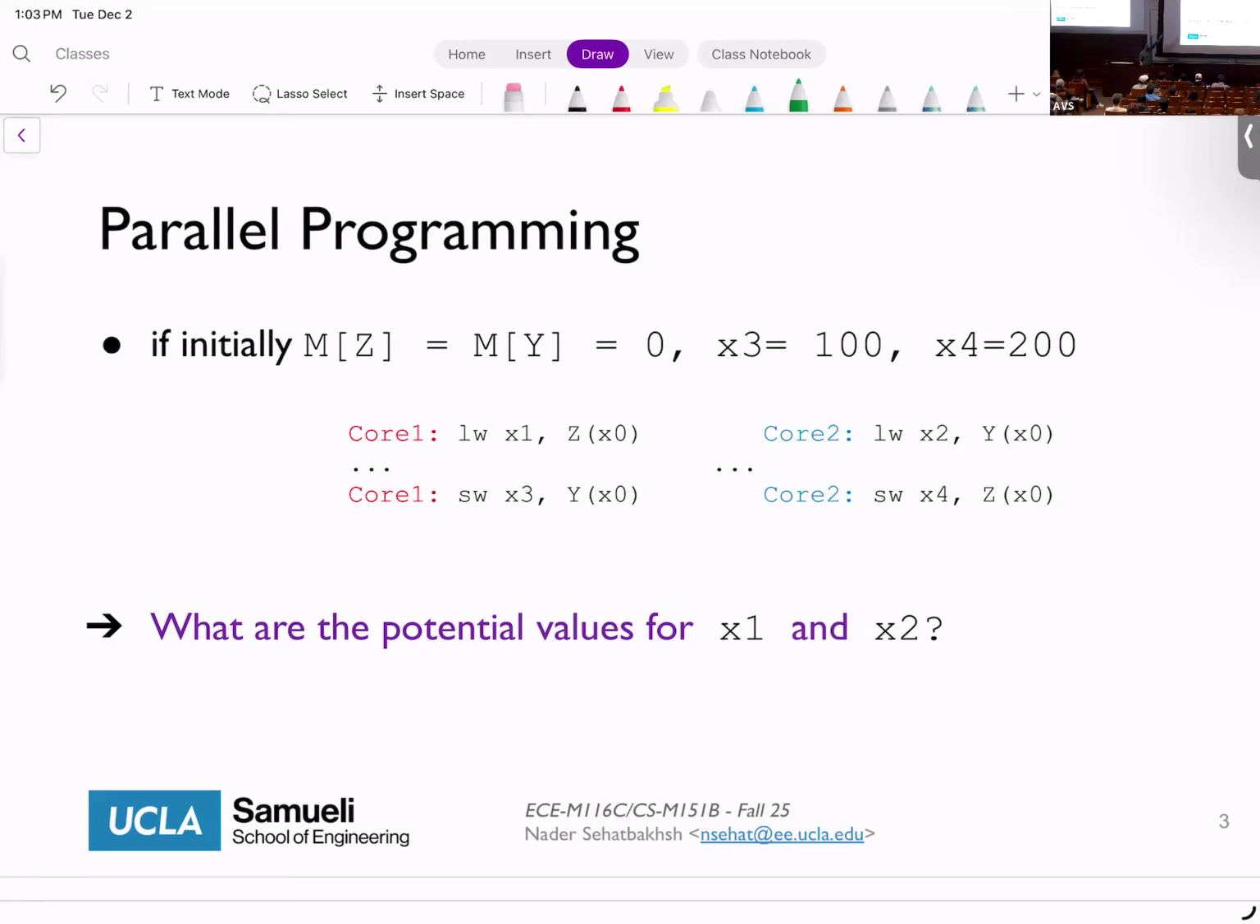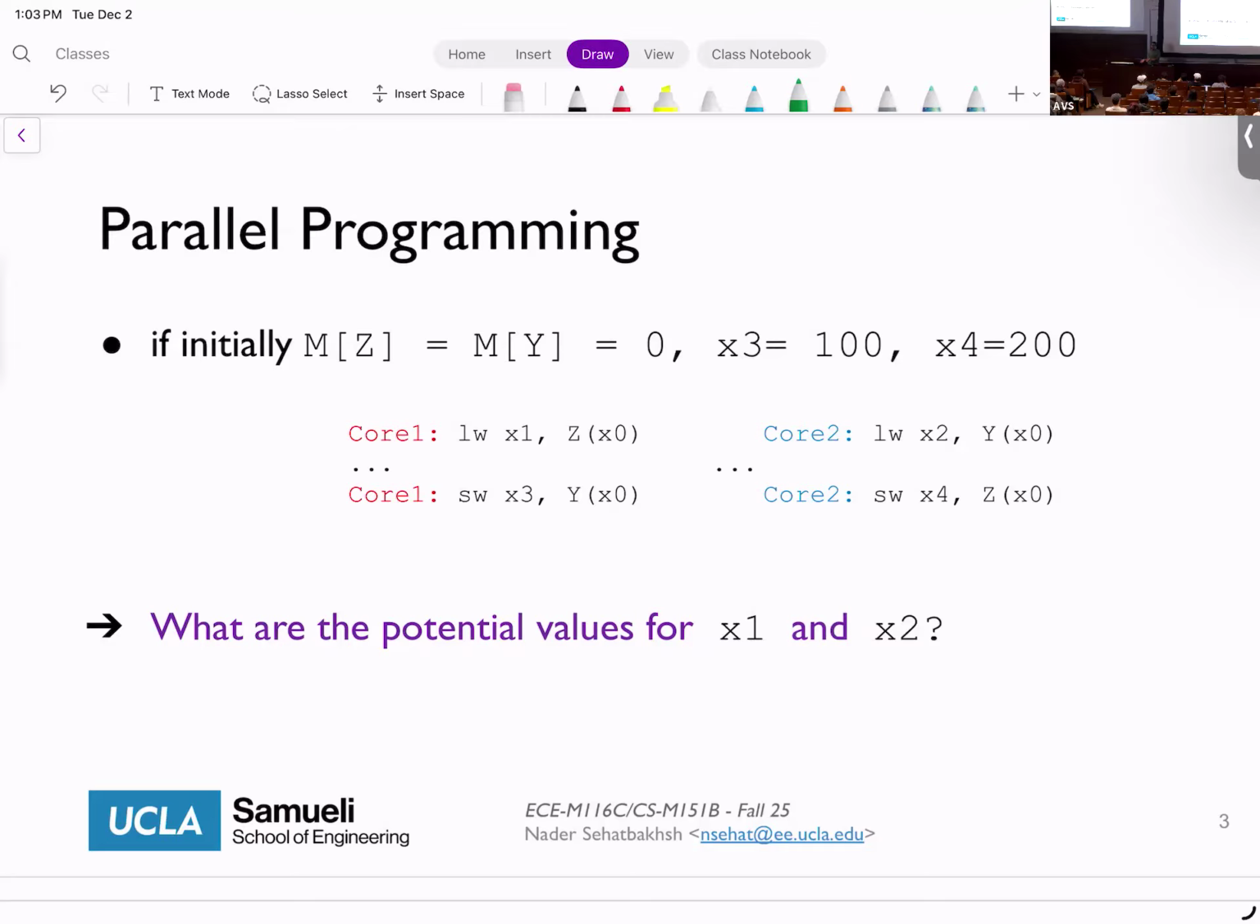Is that if I have a code like this that is from the same program but multi-threaded, so it runs in core number 1 and runs in core number 2, same program, what will happen is that depending on the orderings of these instructions, I might have different values for my variables. So for example, in this case, x1 and x2 might get different values depending on which of these cores or which of these instructions goes first.